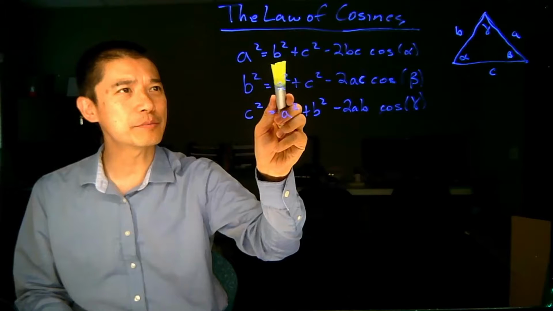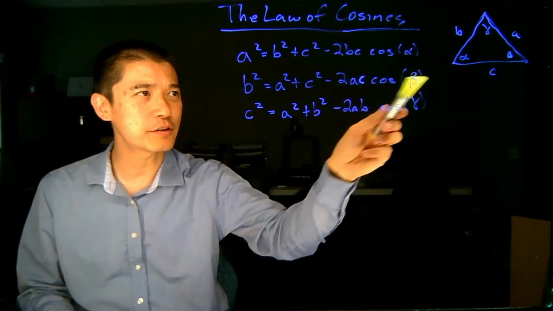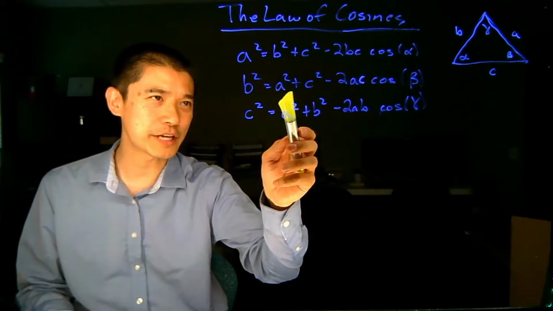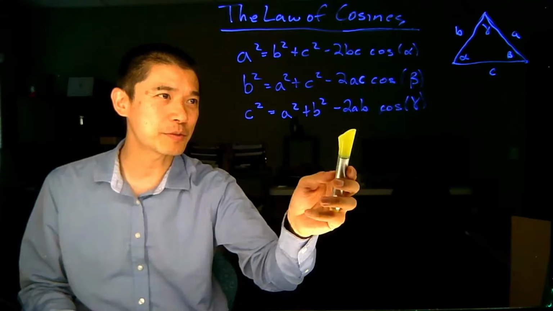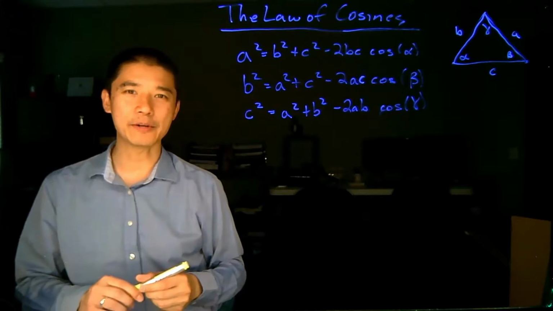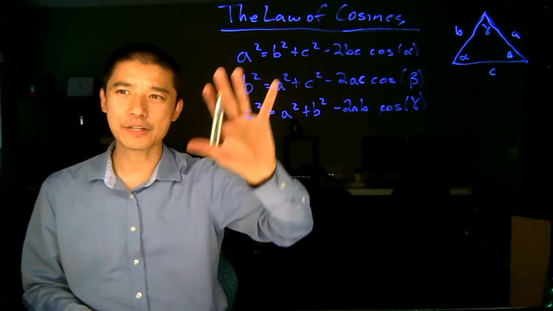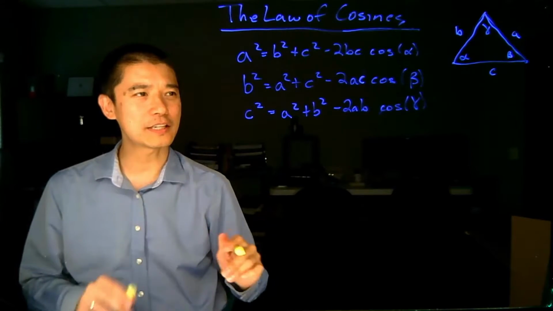A squared equals B squared plus C squared minus 2BC cosine alpha. B squared equals A squared plus C squared minus 2AC cosine beta. And C squared equals A squared plus B squared minus 2AB cosine gamma. Now, even though these three equations look different, they all say the same relationship.